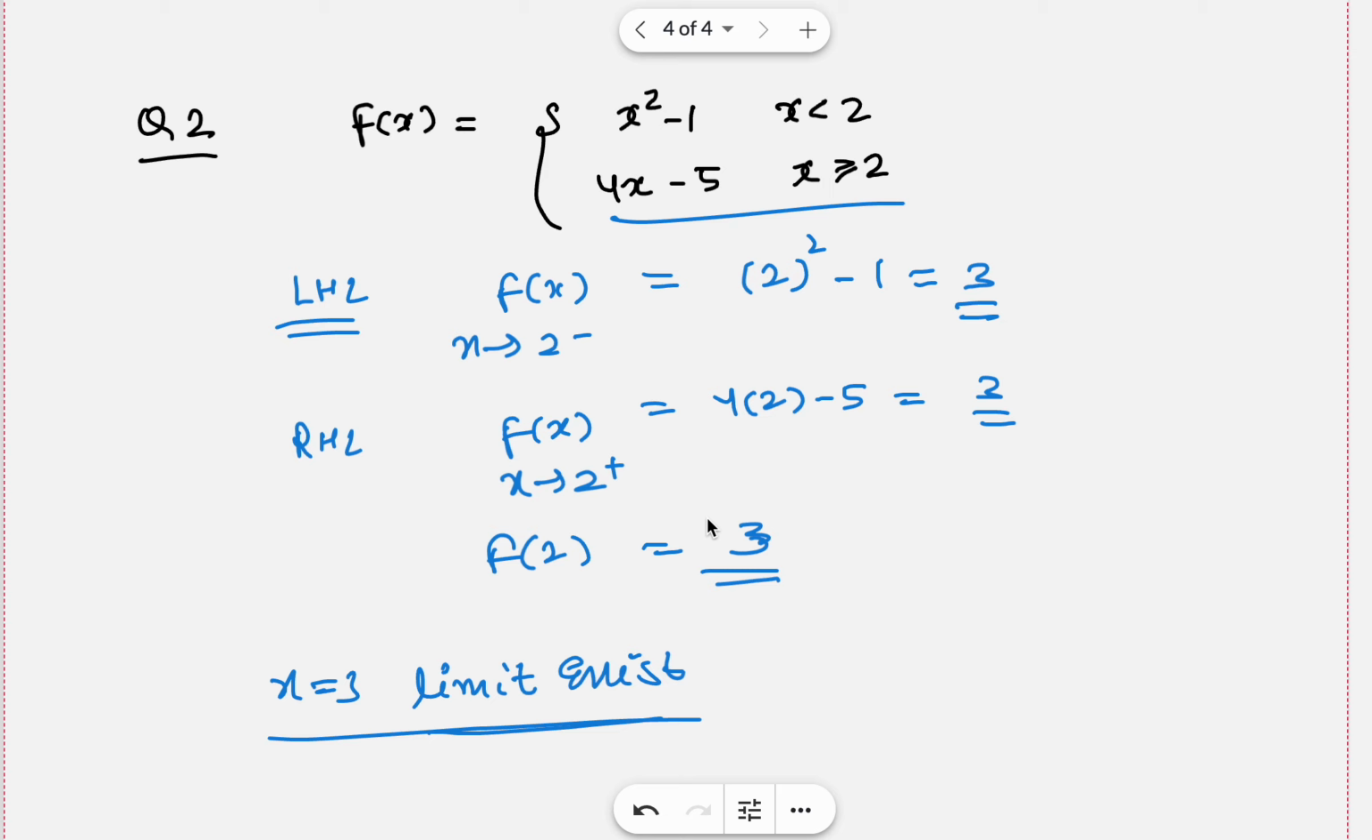This way you can determine whether a function is continuous or discontinuous. You can also draw the graph of the function to determine the continuity or discontinuity of the function.